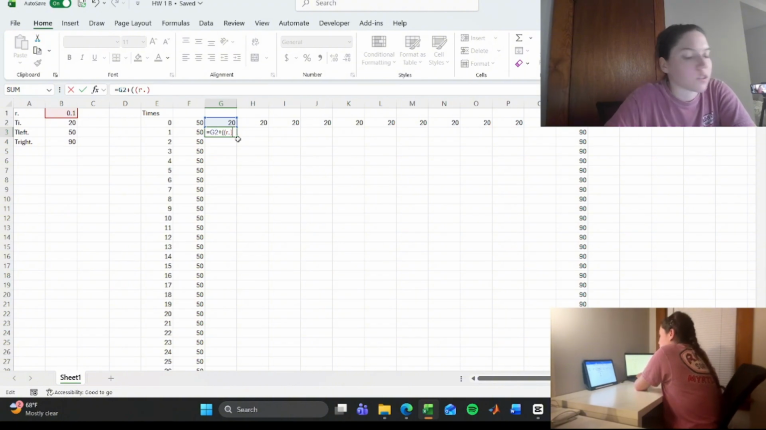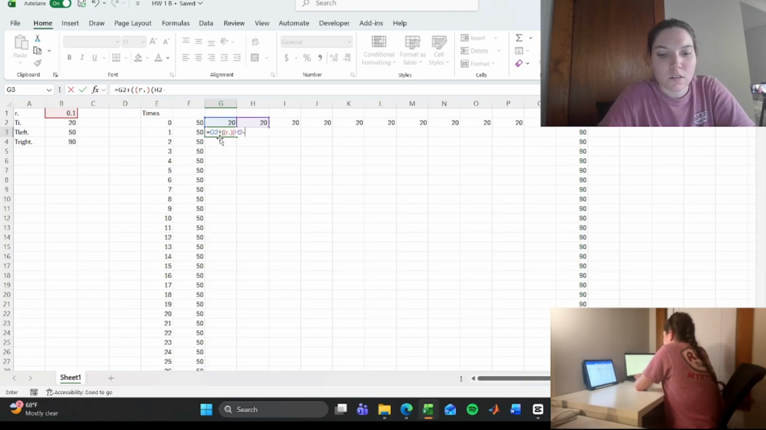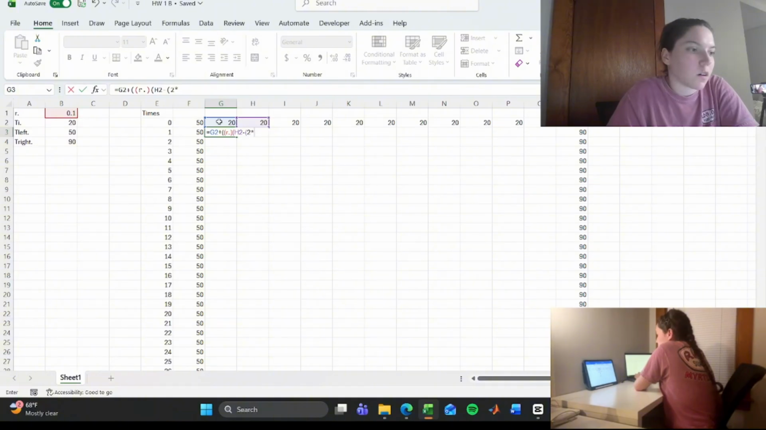And then that's going to be multiplied by the temperature of the position on the right, minus 2 times the initial temperature, and then plus the temperature on the left.